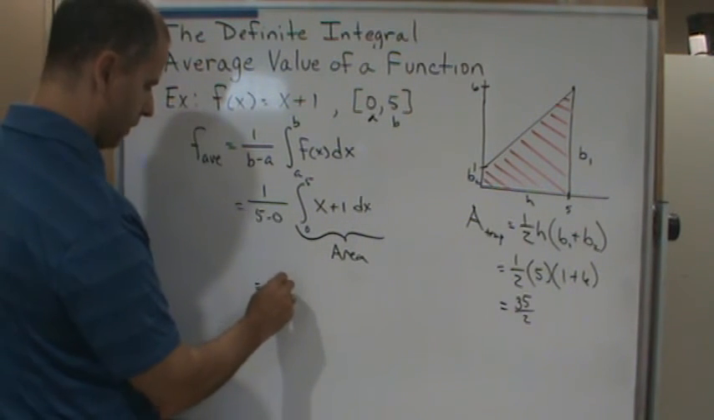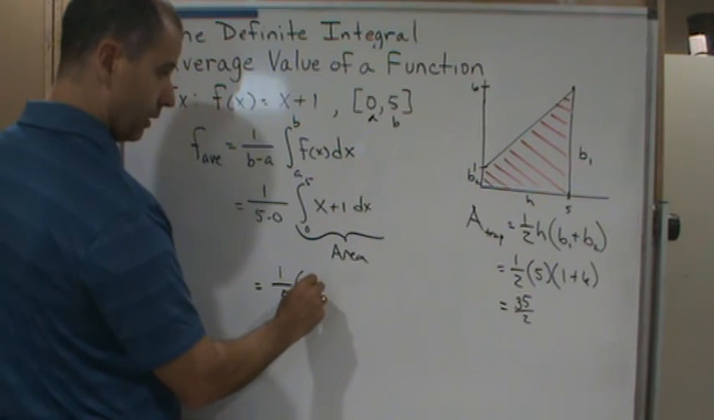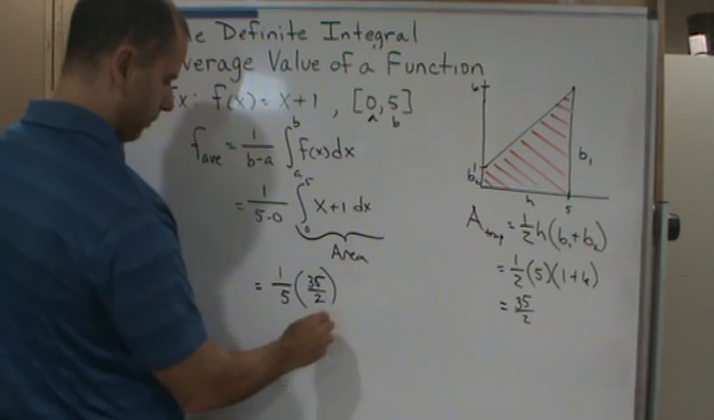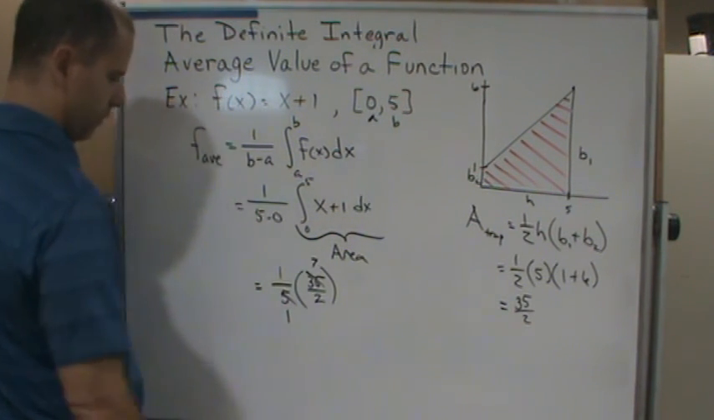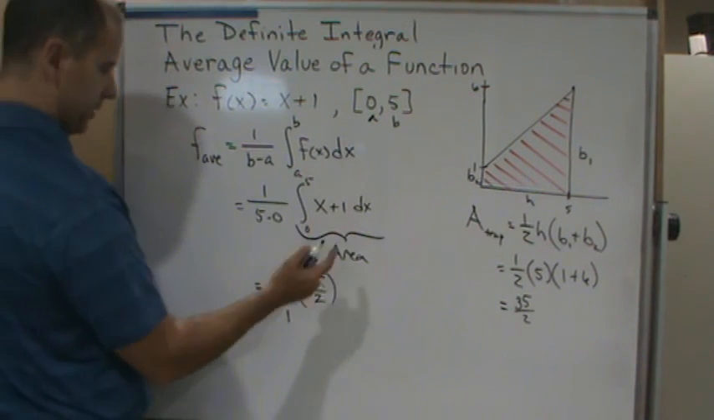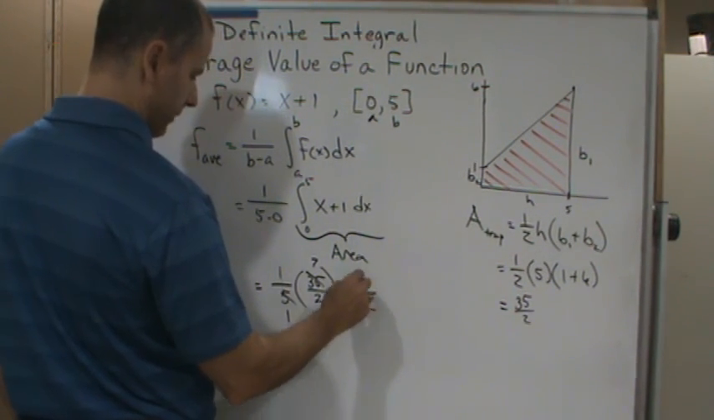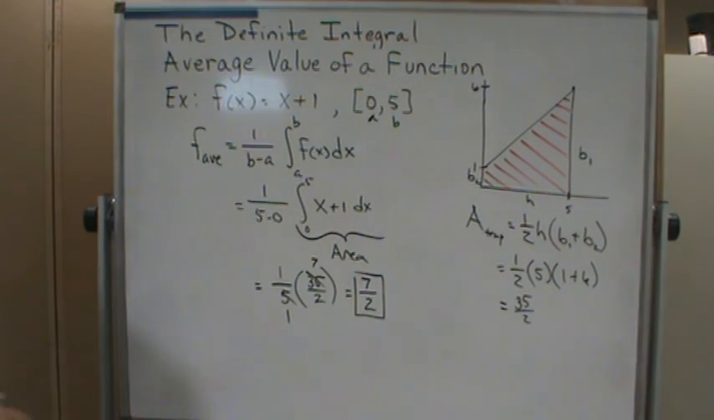Okay, so now let's take this in here. So this becomes 1/5 times 35 halves. Well, then this cancels with this, right? 5 divides 35, so we get 7 halves. And that's the average value of the function: 7 halves, or 3.5. All right, that's it. Have a great day.